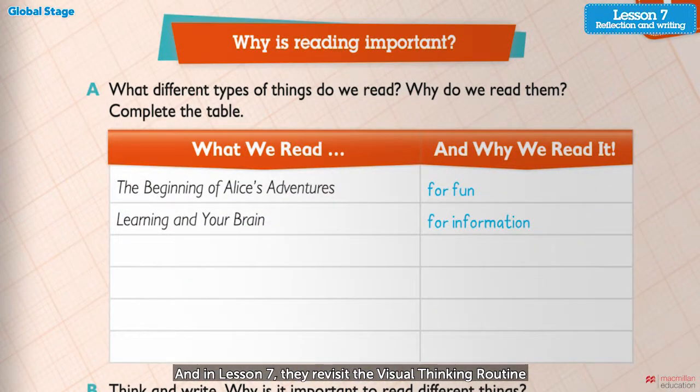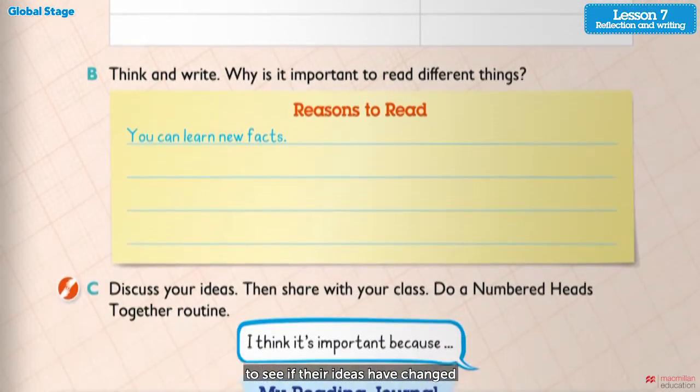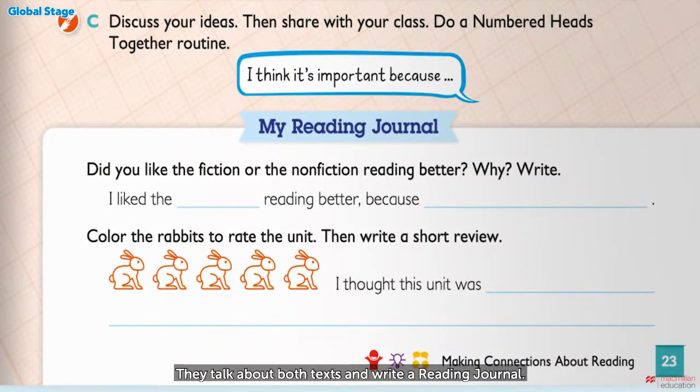And in Lesson 7, they revisit the visual thinking routine to see if their ideas have changed now that they know more about the topic. They talk about both texts and write a reading journal.